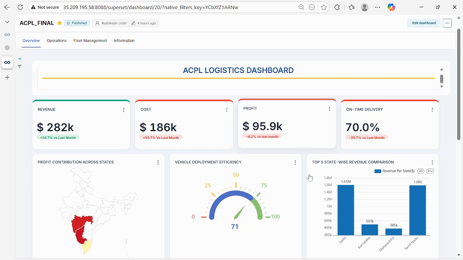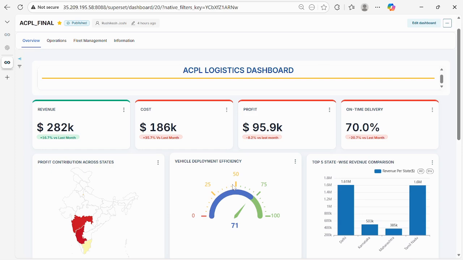At the top of the dashboard, we start with a KPI layer that summarizes the overall health of the logistics operation. Revenue shows the total logistics revenue for the selected period, along with the month over month movement. This helps leadership quickly gauge growth trends and demand patterns.